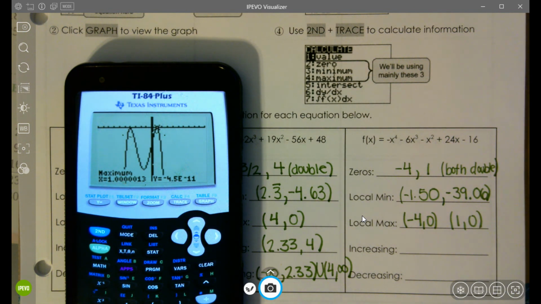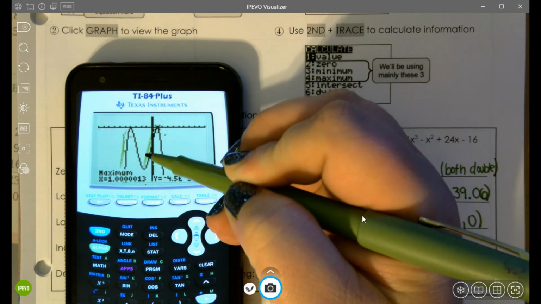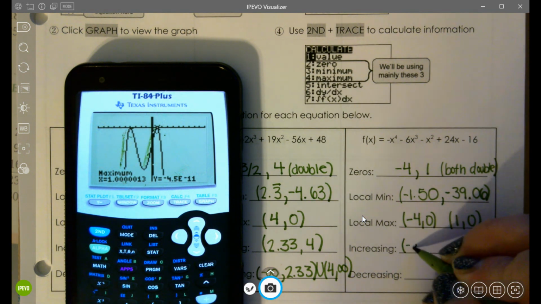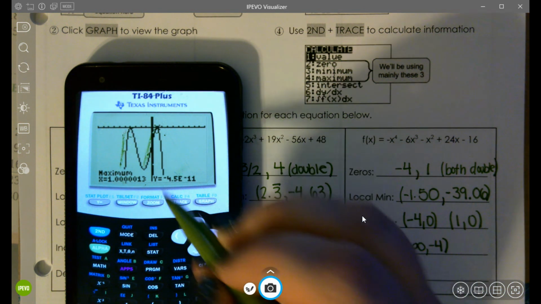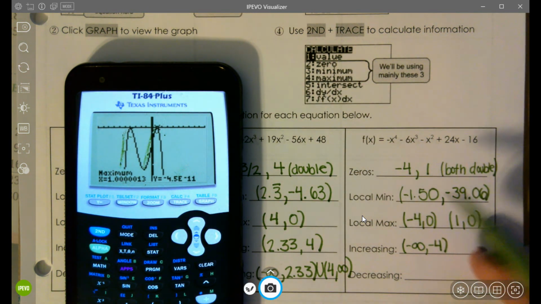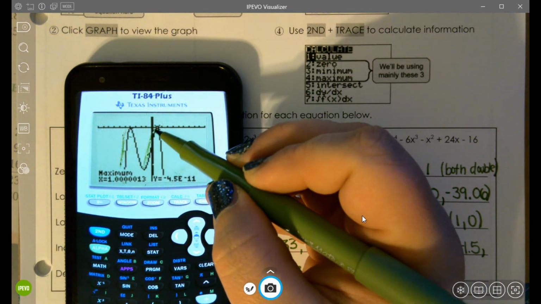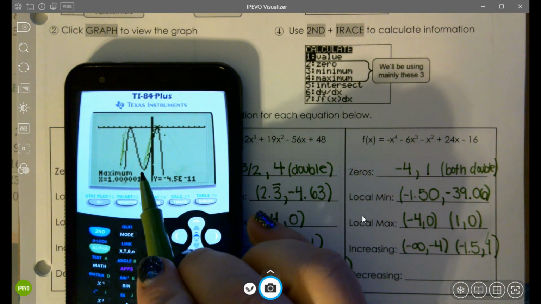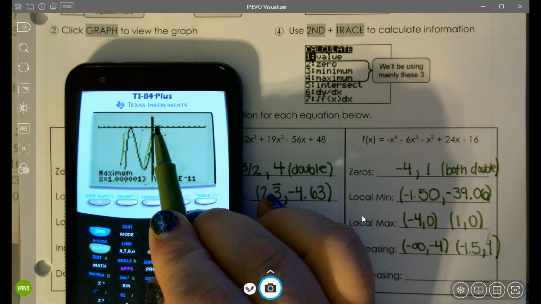And it is increasing here and here. So that's -infinity to this first one, which is at -4. And it starts increasing again from the middle at the bottom, which is the minimum, -1.5. And it stops going up here at the 1. Because again, I'm looking at the x values. So it's like right here, -1.5 to 1.